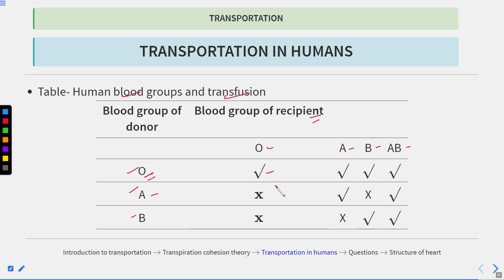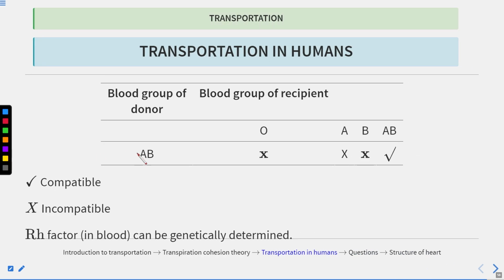Then people with A blood group cannot donate blood to O. They can donate blood to A as well as AB. People with B blood group cannot donate blood to A, but they can donate blood to B as well as AB. The B antigen is present in B and also in AB, whereas the A antigen is present in A as well as AB. Now, the AB blood group can only donate blood to AB individuals. Tick marks mean compatible, cross means incompatible.